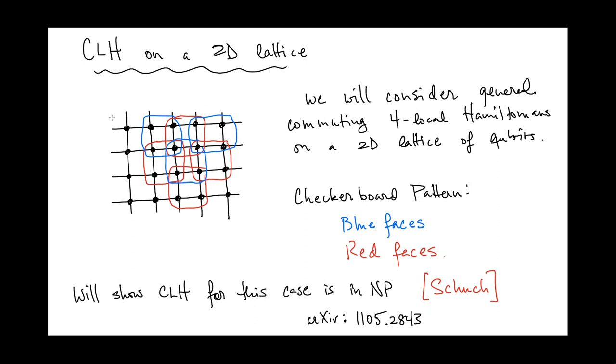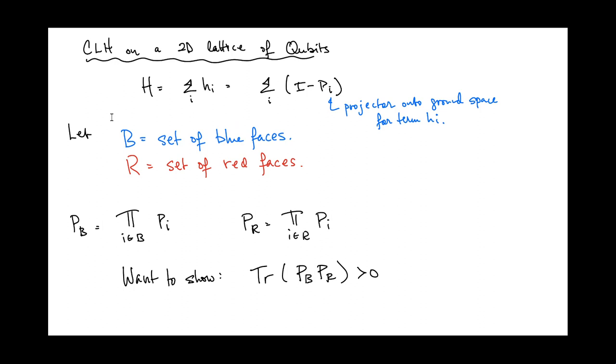I'm asking, is there a frustration-free solution to this? Okay? So I will call that a solution, okay? So this is the projector onto the ground space, and each term I can think of as a projector onto the non-ground space, onto the higher energy spaces. And I can divide up the faces into blue faces and red faces. This PB is a product of the projectors onto the blue faces. This PR is a projector onto the ground spaces for the red faces. And I want to know, if I apply both of these projectors, is the space non-empty? So in other words, I want to know, is the trace of the product of these projectors greater than zero? Okay, so that's the name of the game.